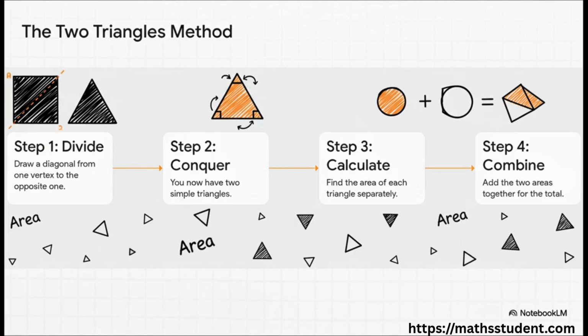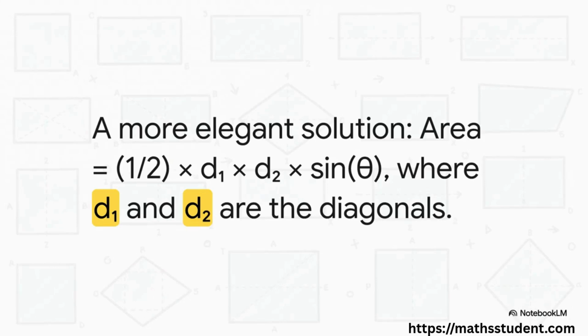The most intuitive way is a classic divide and conquer strategy. You just draw a line from one corner to the opposite corner, a diagonal. And just like that, your complicated quadrilateral becomes two simple triangles. And we know how to find the area of triangles, right? You can use a bunch of methods, like Heron's formula, if you know the side lengths. Then you just add the two areas up. Simple but super effective.